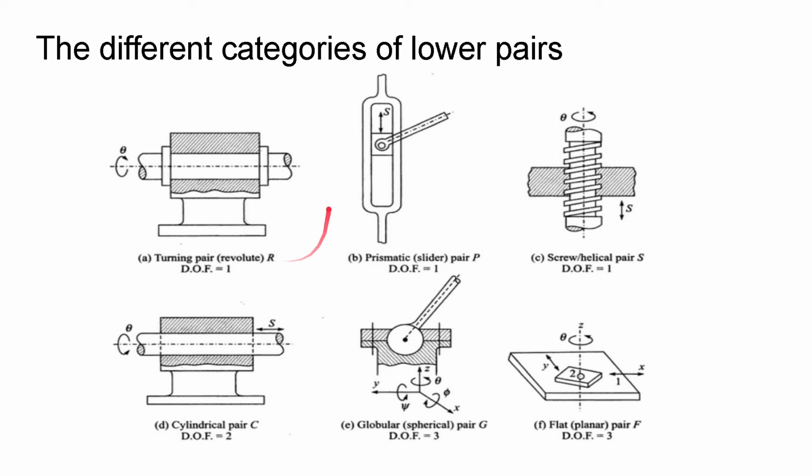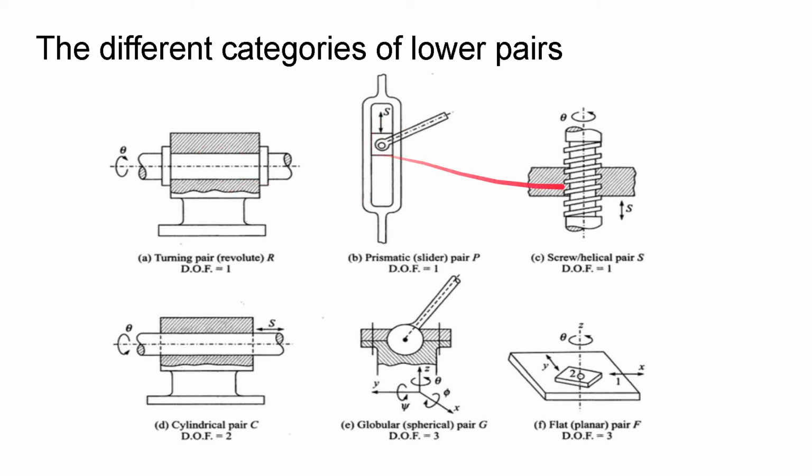Then we have prismatic or slider. So this is the slider. It is very similar to a piston sliding in the combustion chamber. So it is able to slide through that, and the degree of freedom is 1. And here also we had a surface contact. Here also the slider has a surface contact.